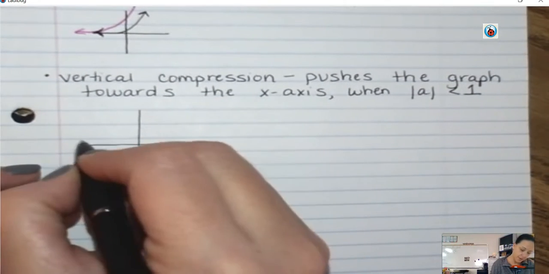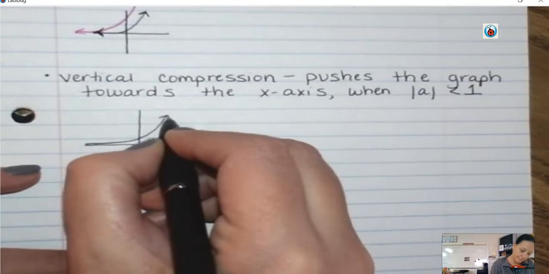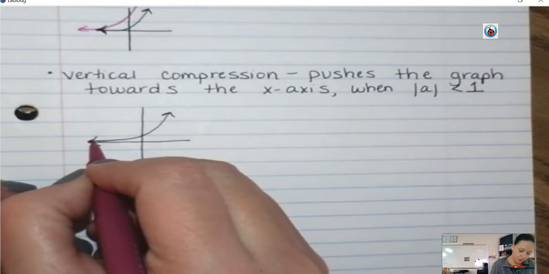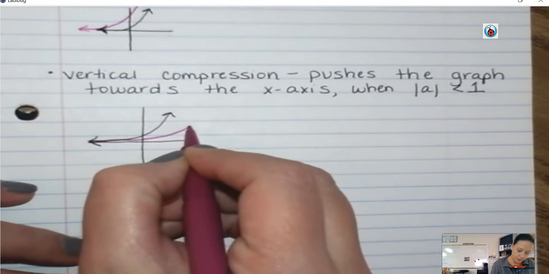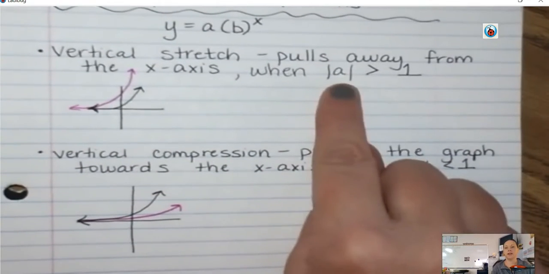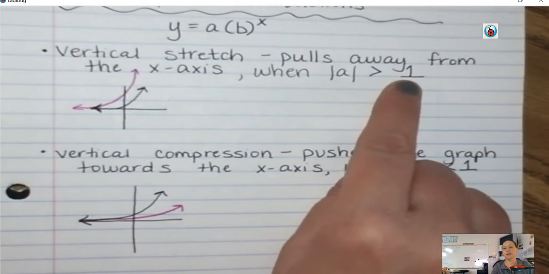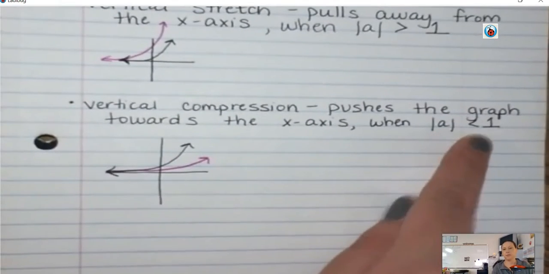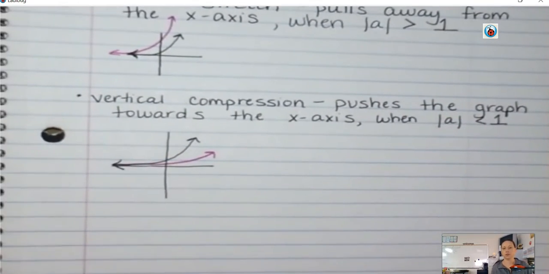So if I have a graph, it looks like that. If something gets pushed closer to the x-axis, it's just not going to rise as much. So when the absolute value of a is bigger than 1, it pulls farther away from the x-axis. When it's less than 1, it gets closer to the x-axis.